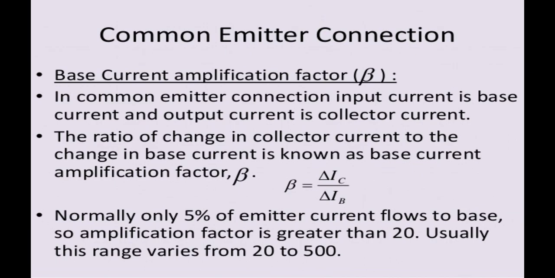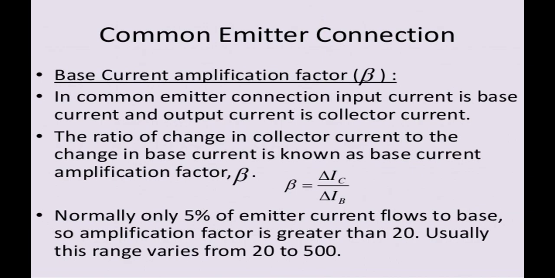common emitter connection. Yesterday we also saw what is meant by current amplification factor, alpha and beta. So in this lecture, common emitter connection, base current amplification factor beta. In common emitter connection, input current is base current and output current is collector current.